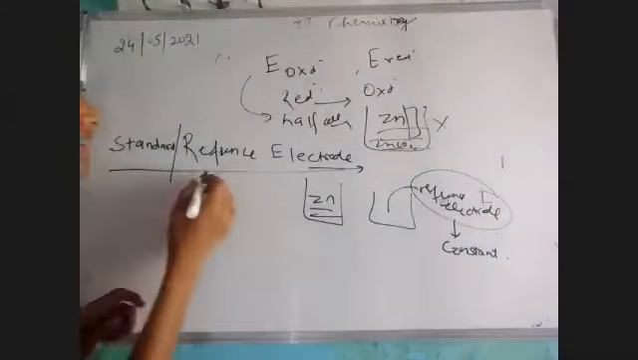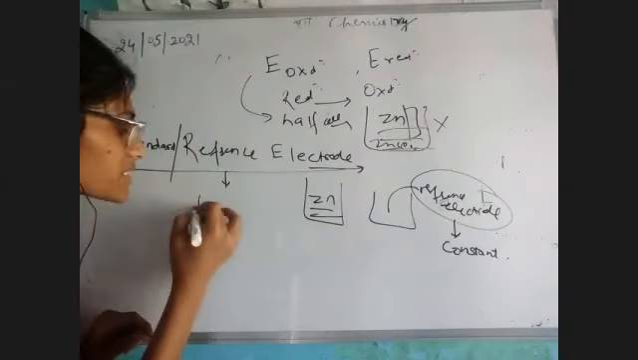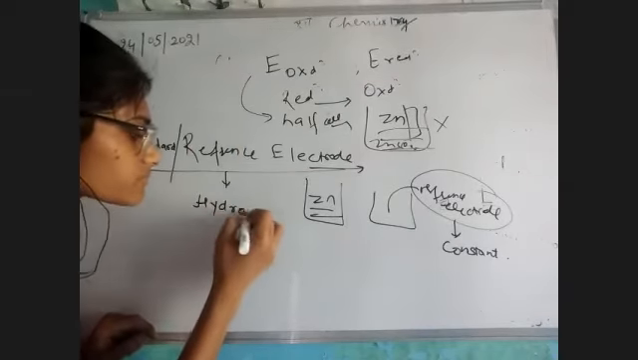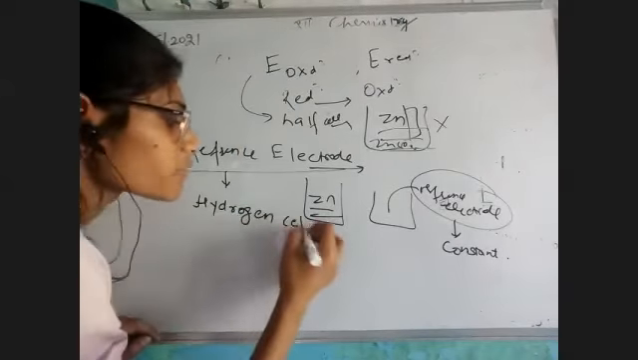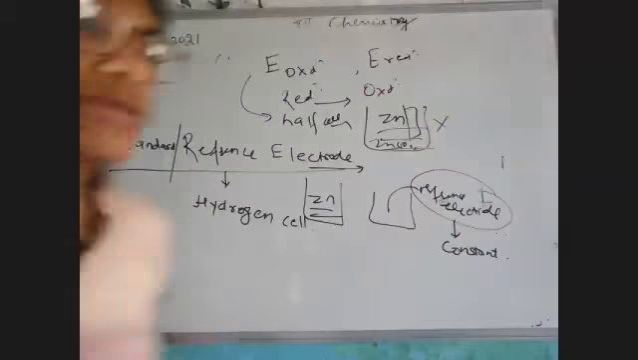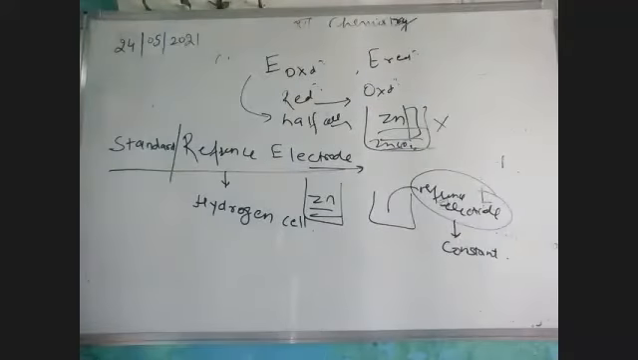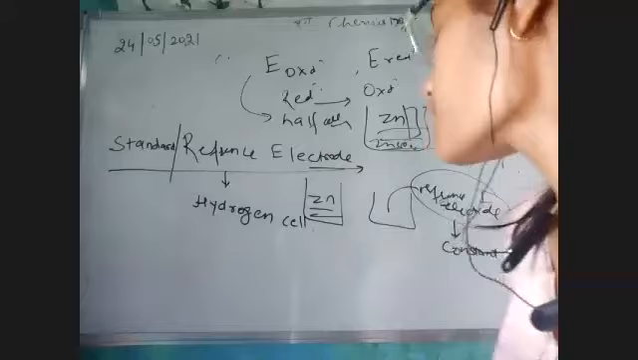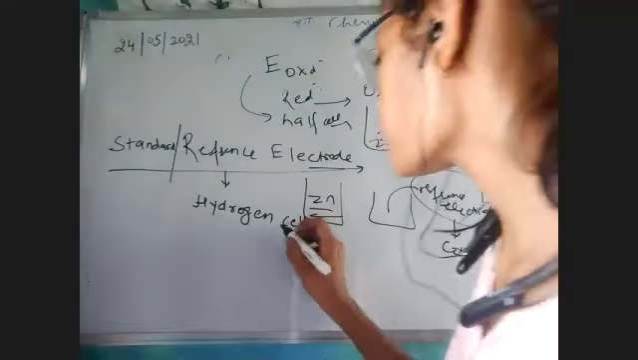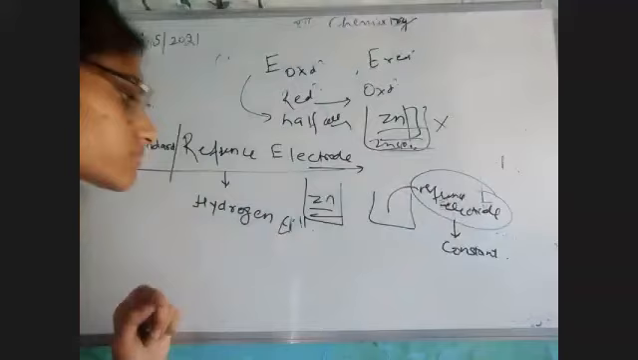So to take a reference electrode or standard electrode, we take hydrogen. This is also known as the hydrogen cell. Okay, now let's see a simple working of the hydrogen cell. I have a diagram.